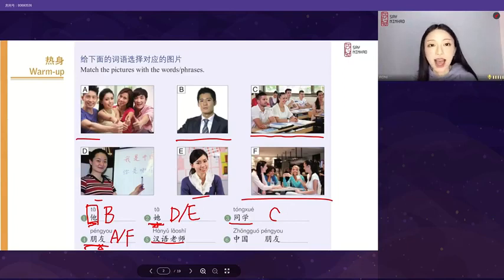Okay, next one, 汉语老师, which one? I think D is 汉语老师, because we can see she's holding a pen, and there is a whiteboard behind her, and there is Chinese on the whiteboard. Okay, last one, 中国朋友 is A, because they look like Chinese. Okay, this is our warm up.